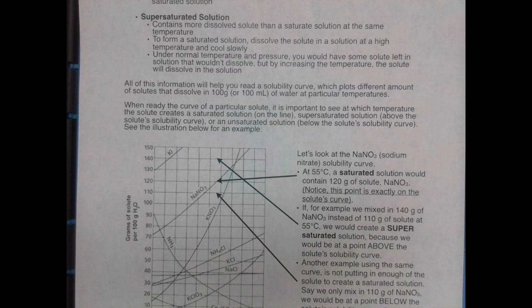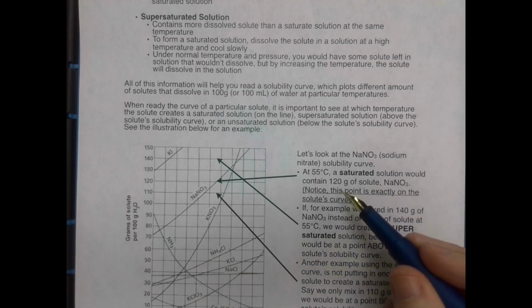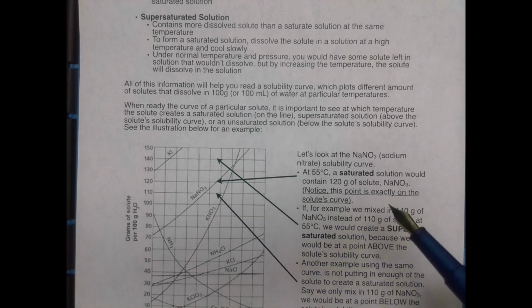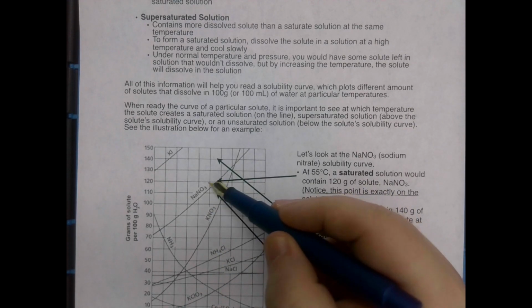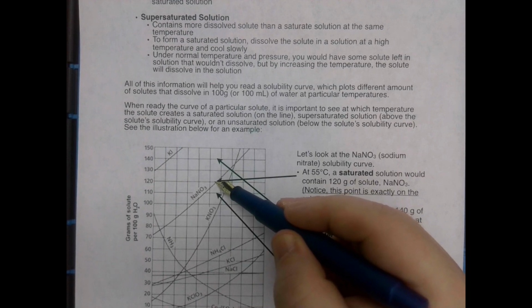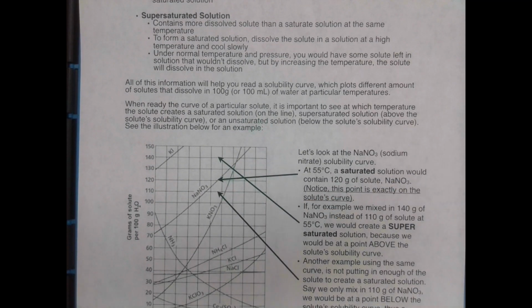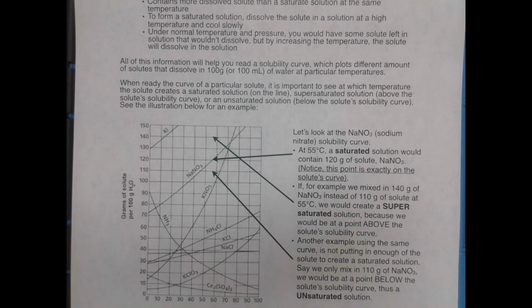If it's over, is it saturated? Yes. So at 55 degrees Celsius, a saturated solution would contain 120 grams of sodium nitrate. So we find sodium nitrate, we go to 55 degrees, and we see it's on the line right here at 120. That means that if we're right here, 55 degrees, 120 grams per 100 grams of water, it'd be saturated. This point is exactly on the solute's curve.